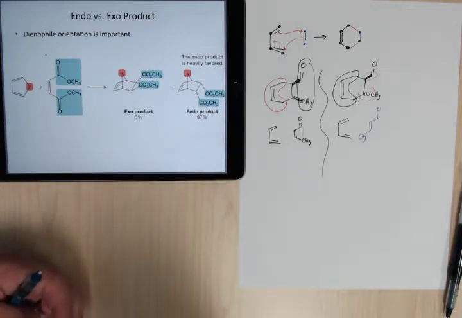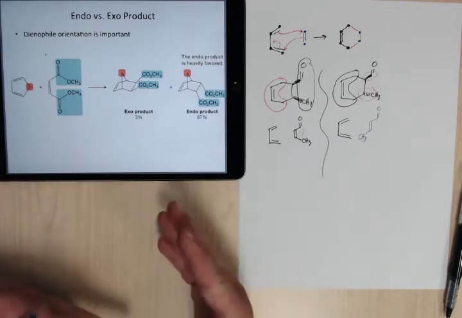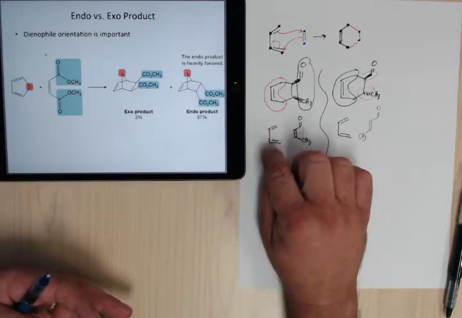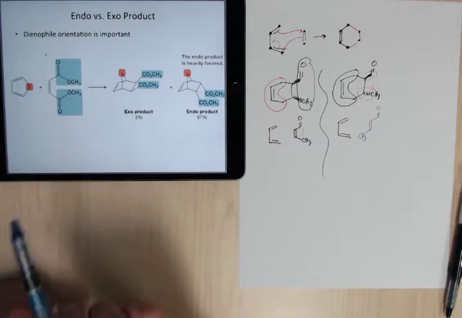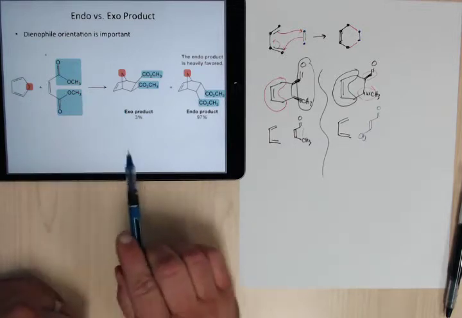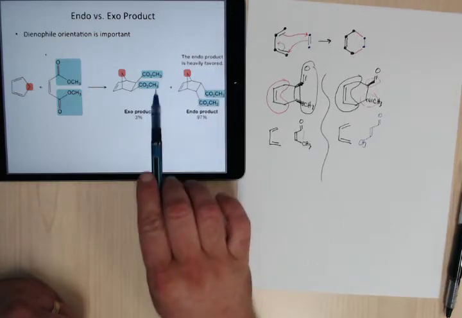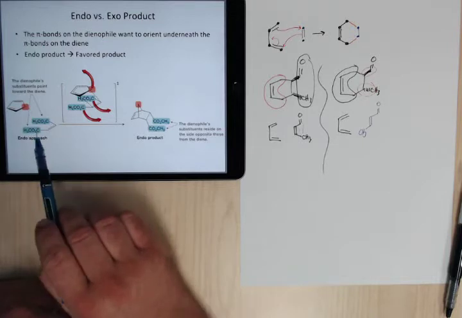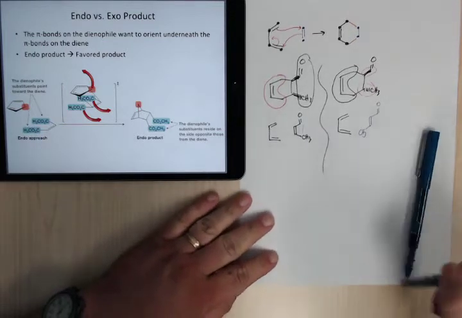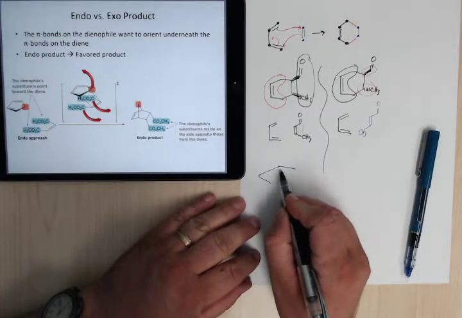Now, this endo versus exo thing. So I said it didn't matter, wedges versus dashes. That's when you have an open diene like this. When you have one like this where you have a bridge, then it actually makes a big difference. What you get is what's called the endo product. Stuff like that.